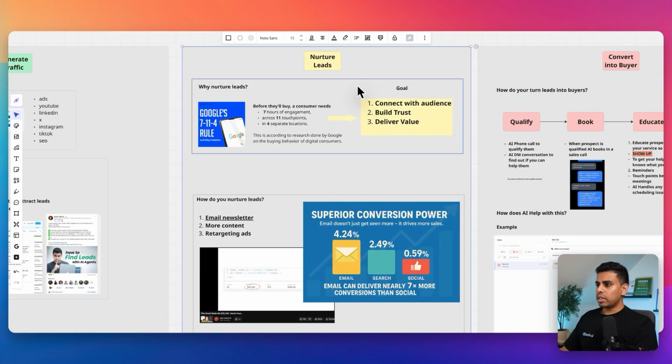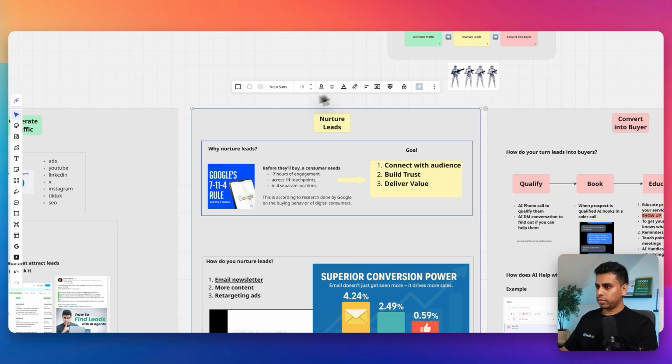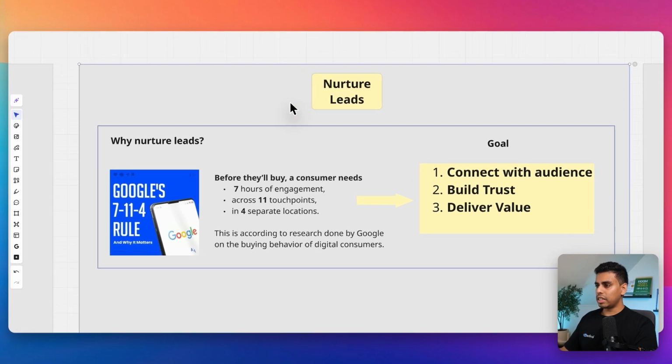So why do we need their emails? The reason we need their emails is because of the 7-11 rule by Google. This rule kind of dictates how people really buy online. All the research, done on billions of people, shows that a consumer needs around 7 hours of engagement across 11 touch points in 4 separate locations. That's why I showed you guys all those different social medias, ads, etc. And this is pretty well known.